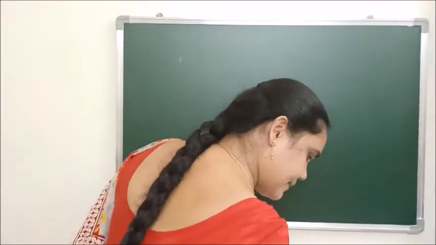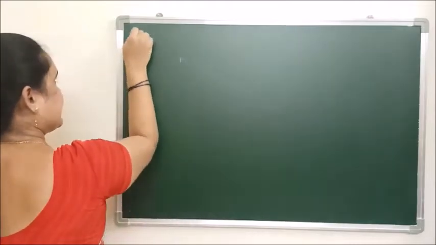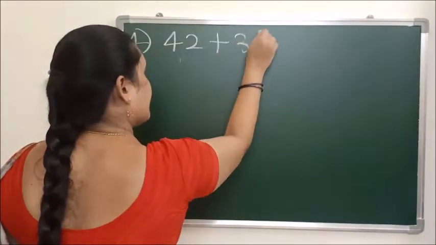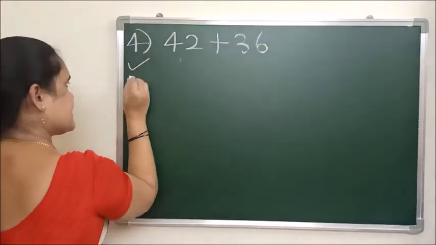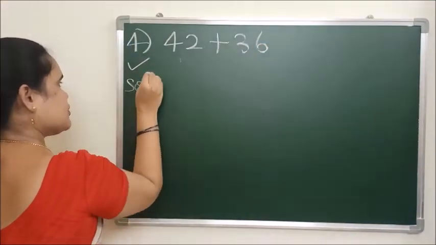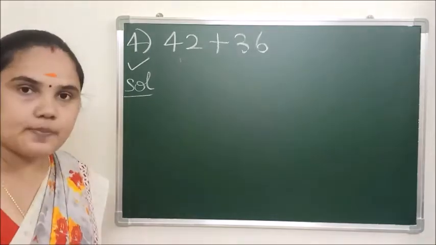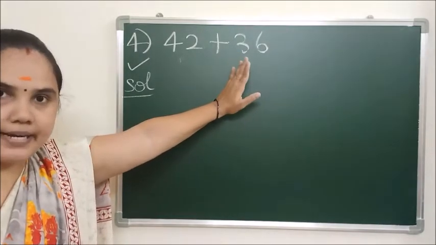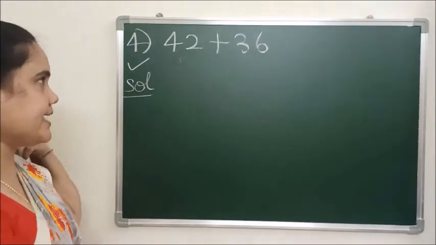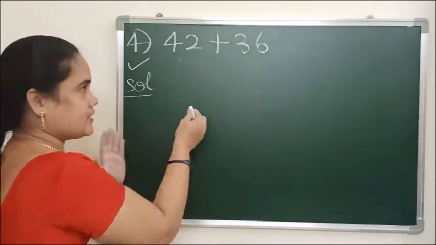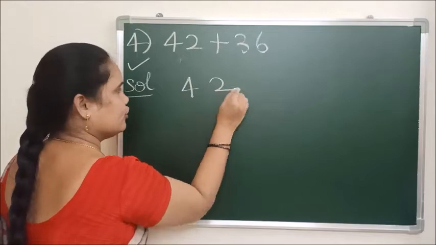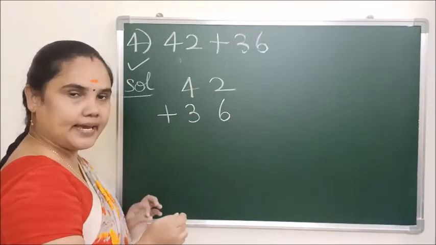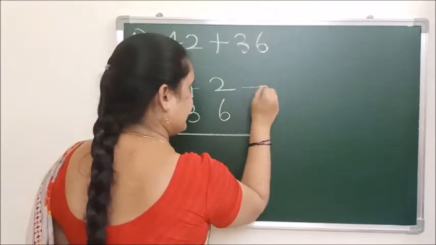The next sum is 42 plus 36. What is the next sum, children? 42 plus 36. Come on. Tell me, children. Which number is the smaller number? 36. So we write the expanded form for 36. First write the numbers. Okay. 42 plus 36. Okay. What is the next step?